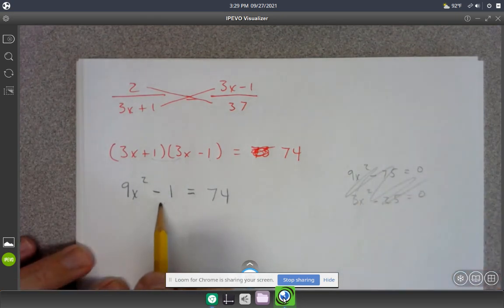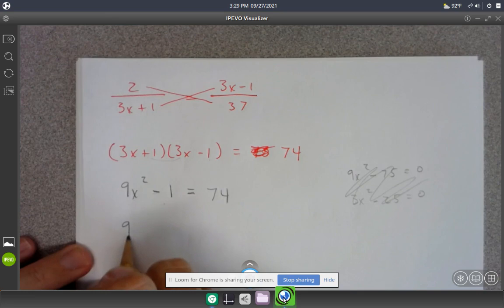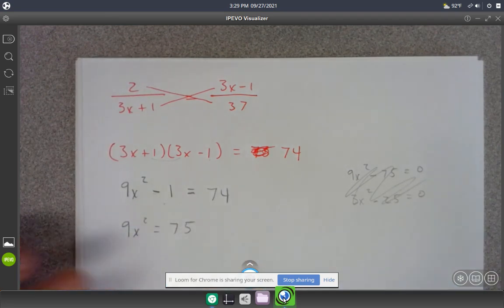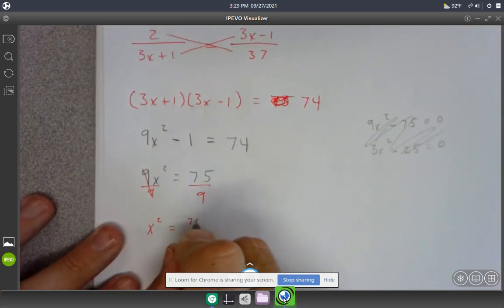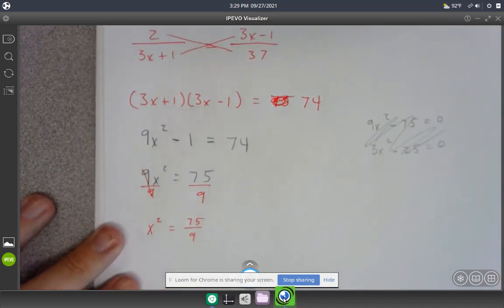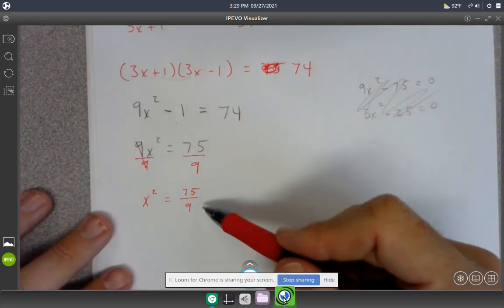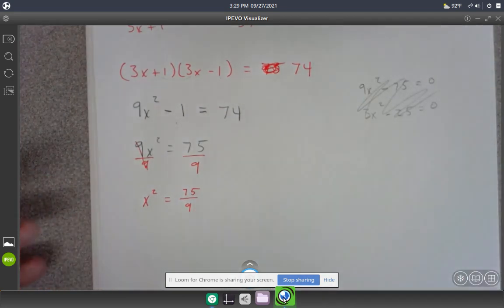What I'm going to do is just add 1 to both sides. I get 9x squared equals 75. And if I divide by 9, I get this right here. X squared is equal to 75 over 9. Now, I know this thing will simplify by 3. My next step is going to be to take the square root.